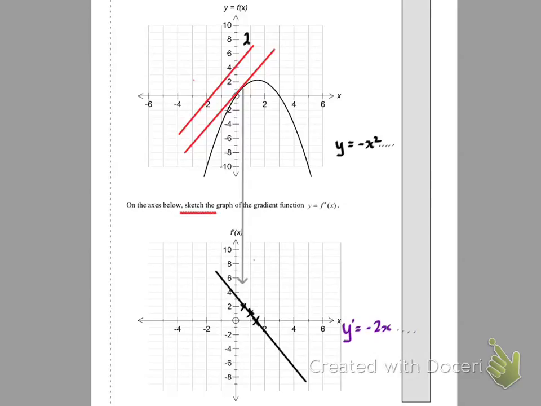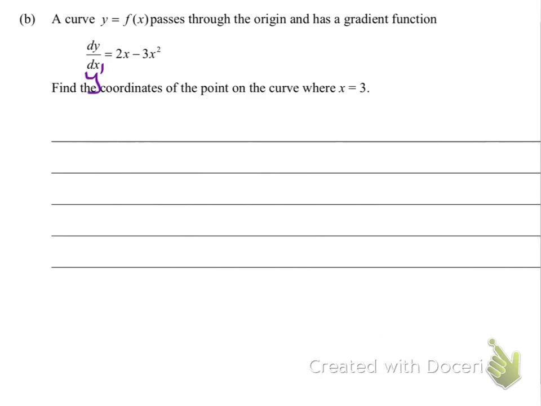We know that that was a y equals -x squared type graph, and when you differentiate it, it's going to be a -2x type graph. So it has a gradient of -2, approximately.